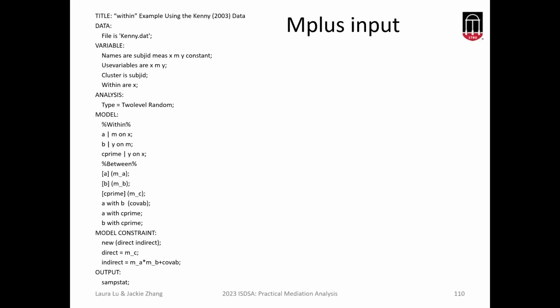Remember, in the previous example for traditional mediation, we also had model indirect, but that statement will not work for multiple mediation. For multiple mediation, we use model constraints. So the model indirect statement will not work in multilevel mediation. So we define the new direct and indirect effects: the direct effect is the mean of C, and the indirect effect is the mean of A times the mean of B plus the covariance between A and B. This is due to the theory part.